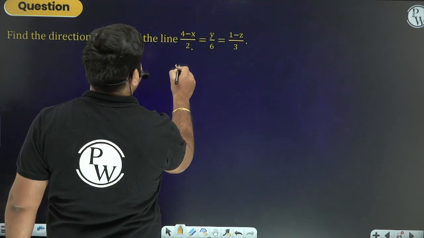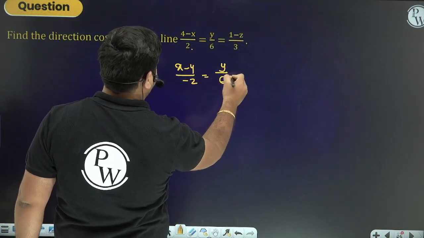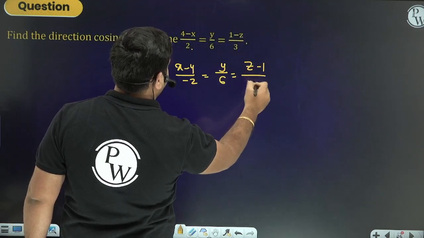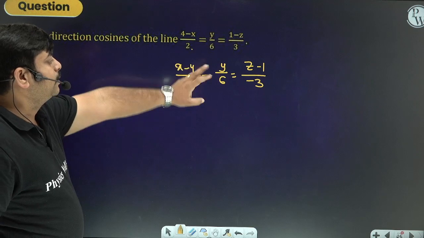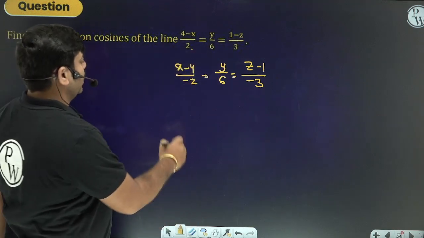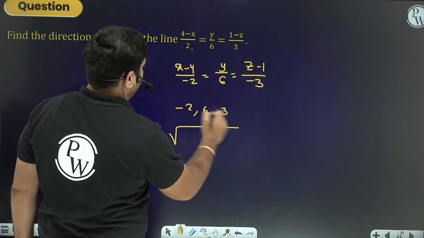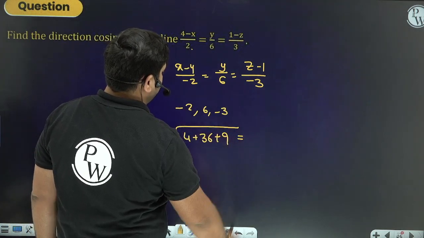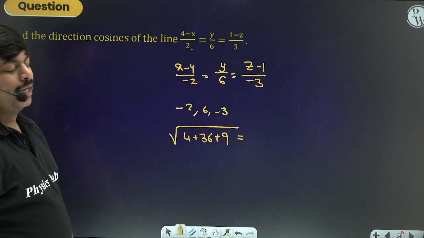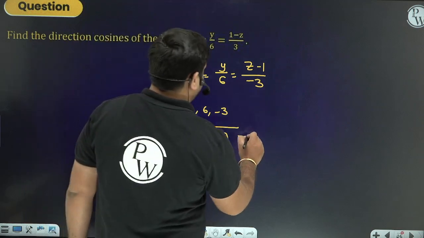So this becomes (x minus 4)/(minus 2) = y/6 = (z minus 1)/(minus 3). For minus 2, 6, minus 3, you need to find the DCs. What is the square root of 2 squared, 4, plus 6 squared, 36, plus 3 squared, 9? 36 plus 13 is 49, root 49 is 7.